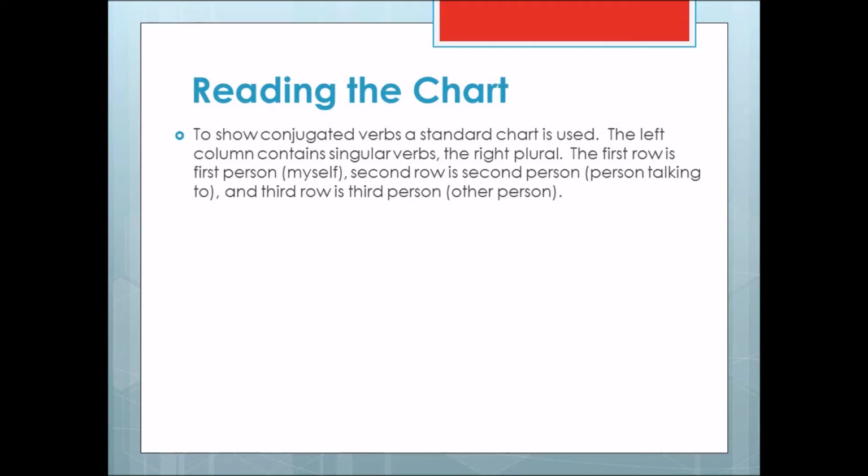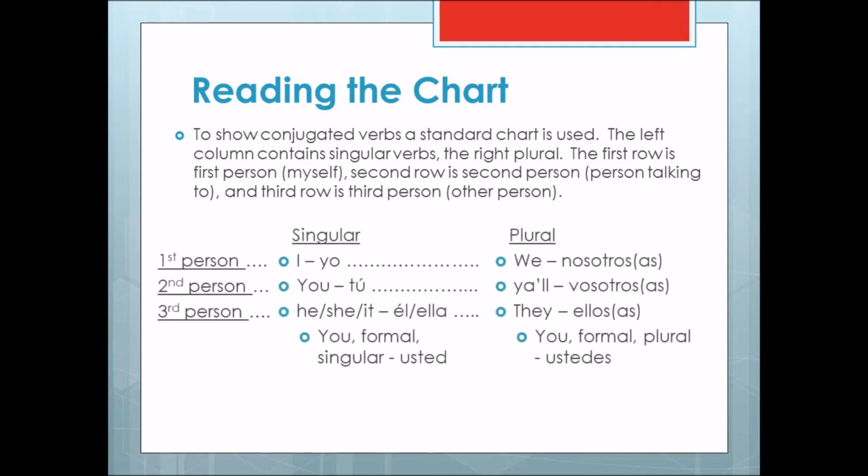Now, the chart that I mentioned is a standardized way to lay out how to conjugate a verb. The left column are singular. So if you look at the left column here, we had I, you, he, she, it, so only one person involved. The right column is plural. We, y'all, they. So all of these three are dealing with more than one person.